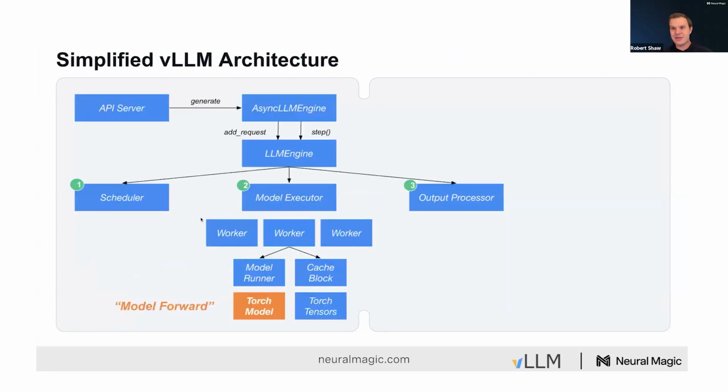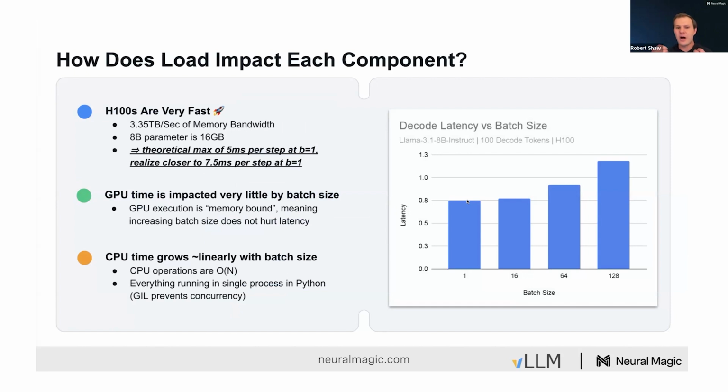But the rest of the system, the scheduling, the input preparation, the output processing, all happens on the CPU and basically grows approximately linearly with batch size. You have to do N scheduling operations and output processing operations. And worst of all, this runs inside of a single process in Python, and the GIL, the global interpreter lock, prevents any concurrency. So this is not great in terms of the setup for the amount of throughput that we can get.